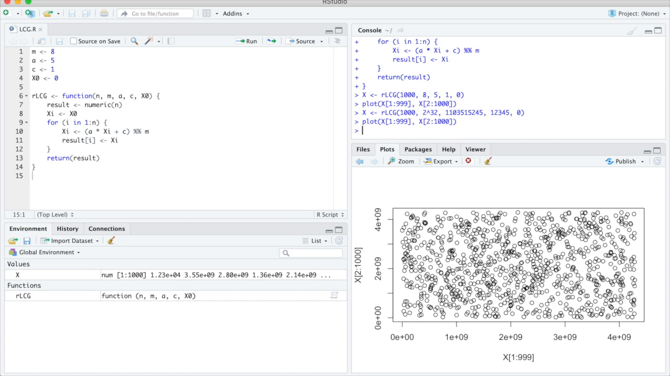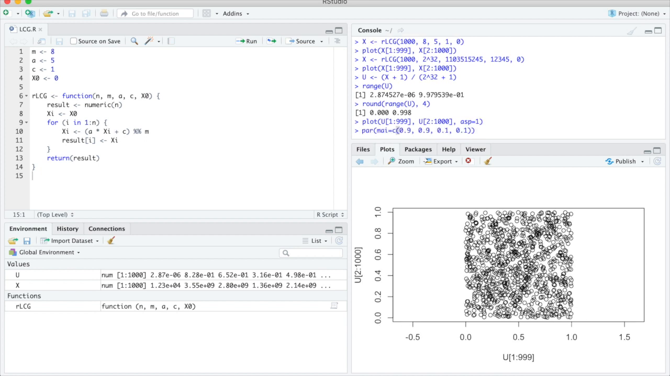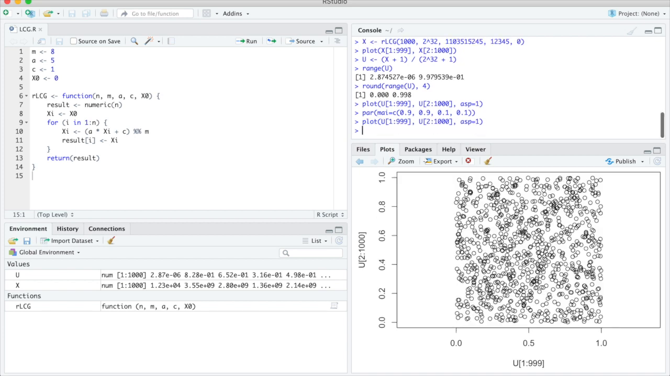To improve the plot, I want to do two things. First, I want to rescale x, so that it is in the interval 0 to 1. So what we can do is consider (x+1) divided by (m+1). Now the range of u is from 0 to nearly 1. And the other change I want to make is to fix the aspect ratio in the plot to 1, which makes the scale on both axes the same. And finally, I will also reduce the size of the plot margins. So here we have a nice plot. These points form a random cloud which uniformly fills the square. There are small random fluctuations, but there is no clear pattern like lines or something to see.